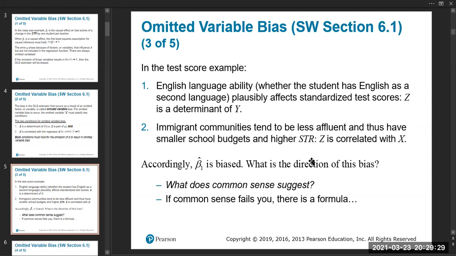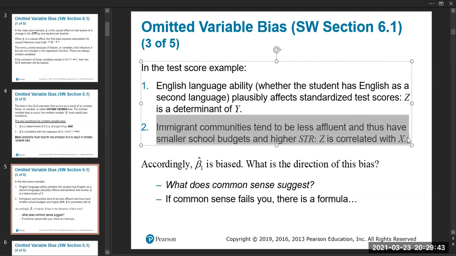So Z is part of Y. Okay, and then second, is Z independent of class size? The argument provided here is that immigrant communities tend to be less affluent, and thus have smaller school budgets and higher STR. So communities that have lower English abilities tend to have higher STR. In that way, STR and Z are correlated.